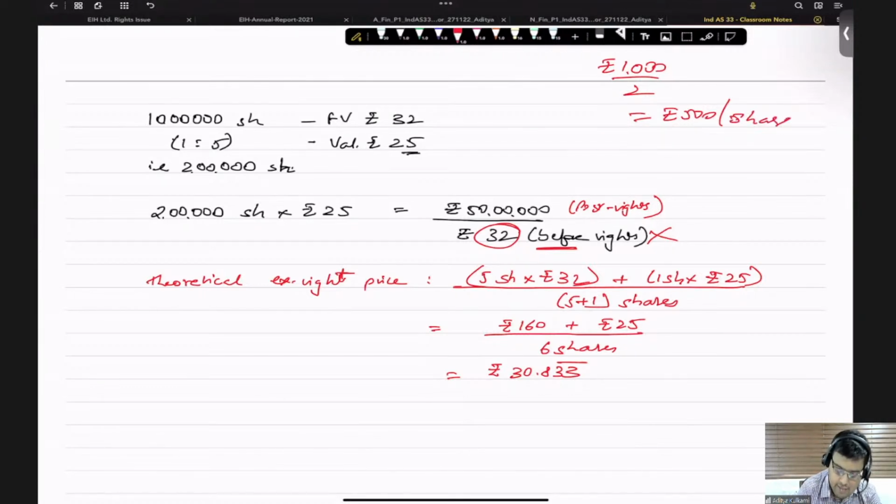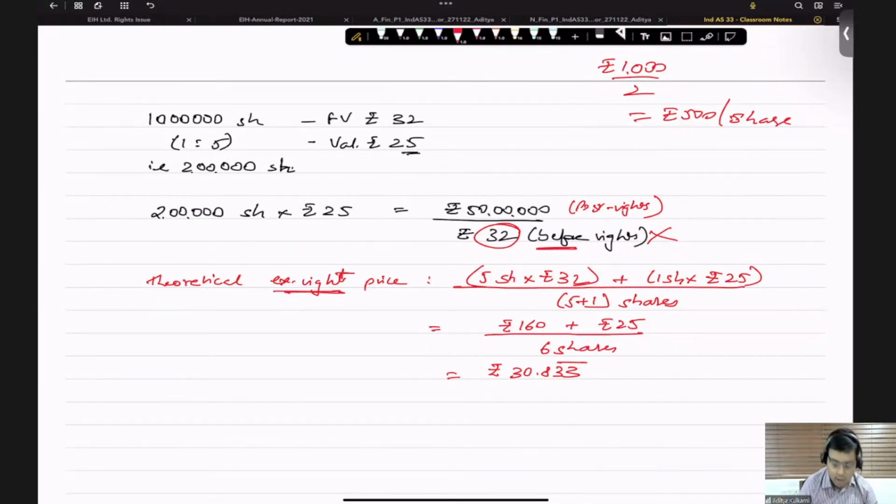So in the case of rights also, the very same thing is going to happen. As soon as a rights issue happens, there will be a fall in the market price. And that is why what we are interested in knowing is, what is the X right price, or the fair value after the right.